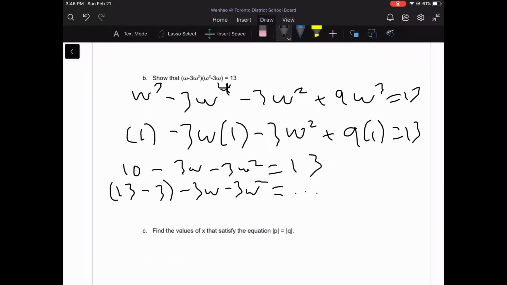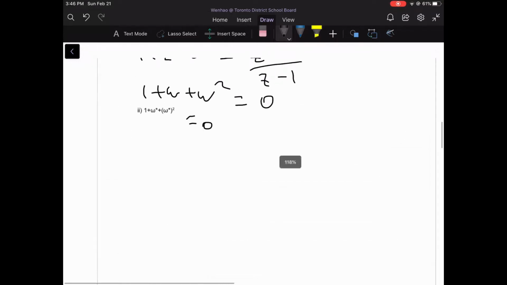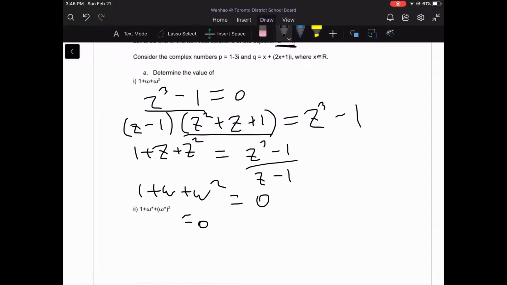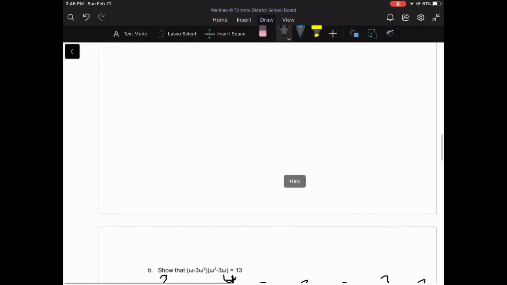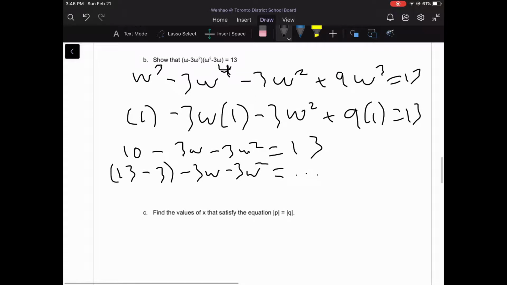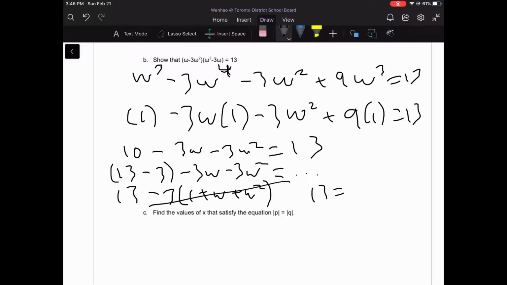And we had 1 plus omega squared is equal to 0. We proved that in the previous question. And this is 13 minus 3 times (1 plus omega squared), so that is just 0. So we just cross it out, and we get 13 is equal to 13. The left side is equal to the right side, so we prove this equation.